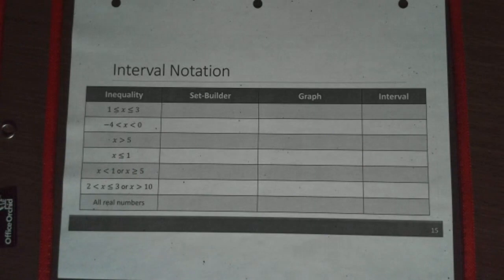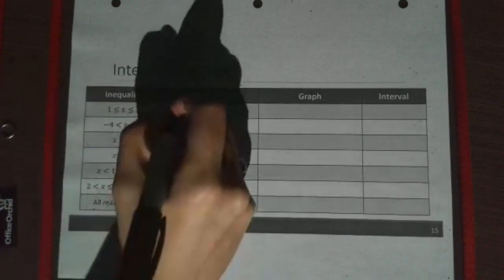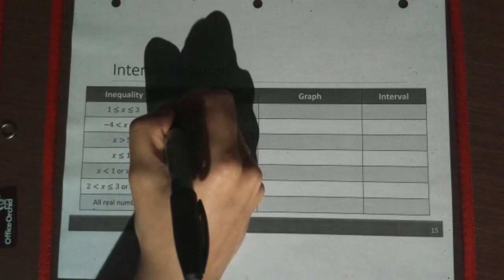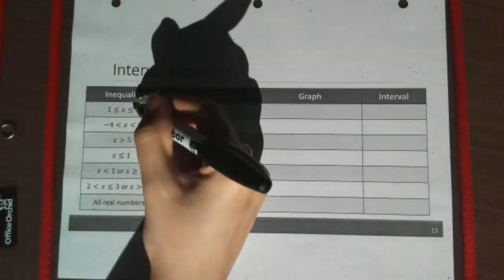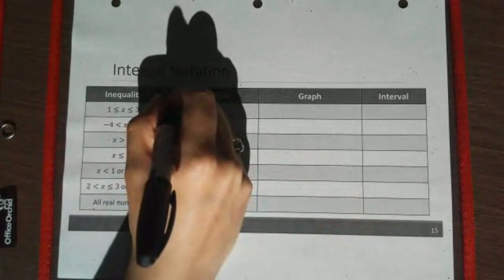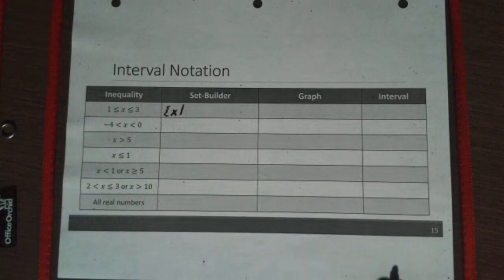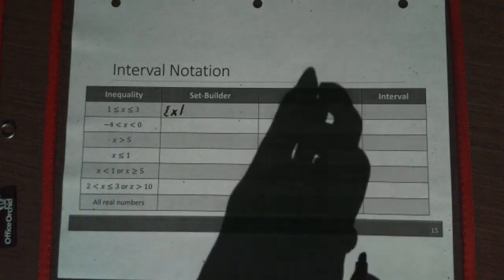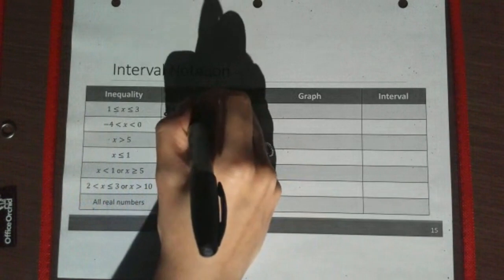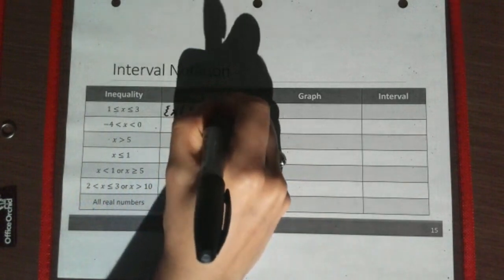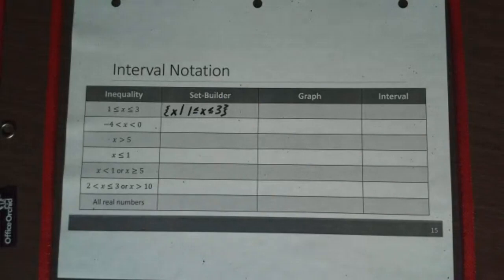Starting with set builder notation, that's the one where we have the vertical line. I know that one's a little bit funky, but you'll see as we work through these why it can be useful. For most of these, set builders are going to be really easy. So our first inequality, we have 1 is less than or equal to x, which is less than or equal to 3. I would write it as the set of x such that, so opening curly bracket x, vertical line. Then I'm just going to copy the inequality. 1 is less than or equal to x, which is less than or equal to 3. That's it. Close your curly bracket.